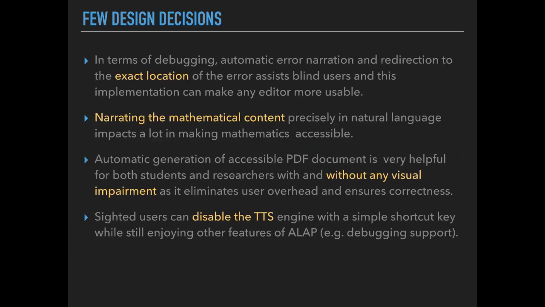In terms of debugging, automatic error narration and redirection to the exact location was a big thing. This is something which we think can be used in almost any programming tool which we develop for the visually impaired, because it works for LaTeX. It means it should also work for any programming environment which we want to customize for the visually impaired. Narrating the mathematical content precisely in natural language was really great, and I think this learning can also translate to how you can narrate code to people when they have to program, especially the visually impaired.